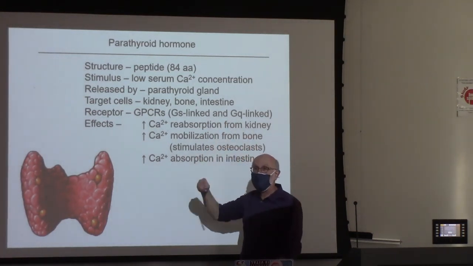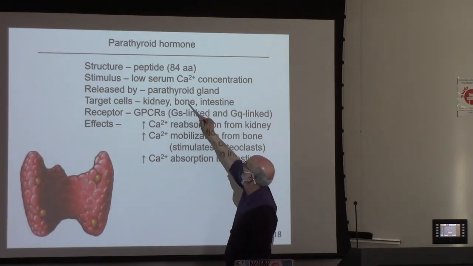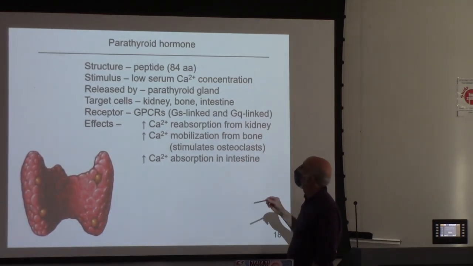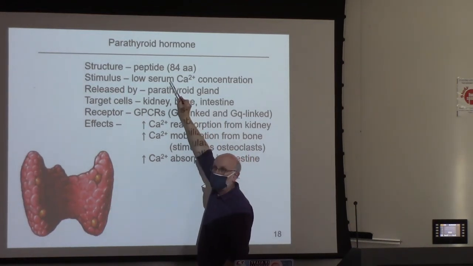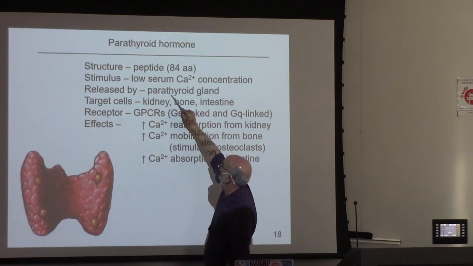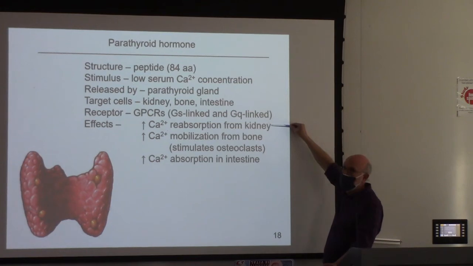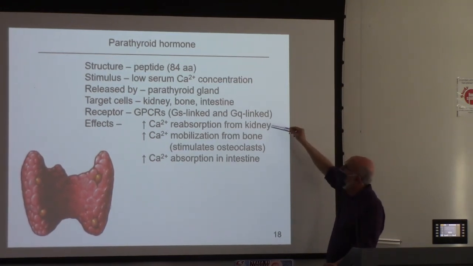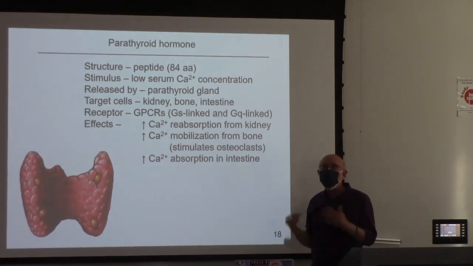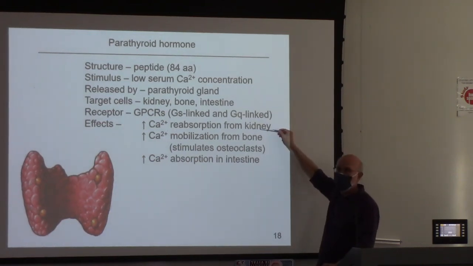The three cell types that are important for controlling blood calcium are kidney, bone, and intestines. We'll see that in a minute. So if the response to low calcium is to release parathyroid hormone, these are the effects: it causes calcium to be reabsorbed from the kidney. We do not want to excrete it in urine. We conserve calcium.